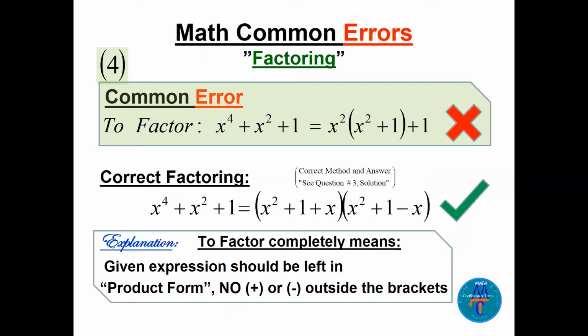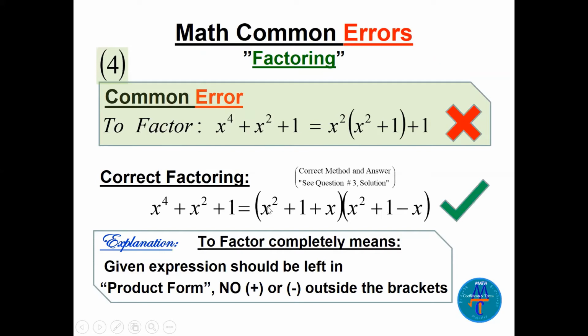Common error number 4. Suppose we need to factor, and many times I have seen this, x power 4 plus x squared plus 1. The question is, factor it. I mentioned before, and I will say it again: factoring means you have to leave the answer in product form. So look at what they do. They write x squared in the bracket, x squared plus 1, plus 1. That's not factoring. This is factoring the first part, but see, plus 1, you cannot leave it here. Look at the correct answer.